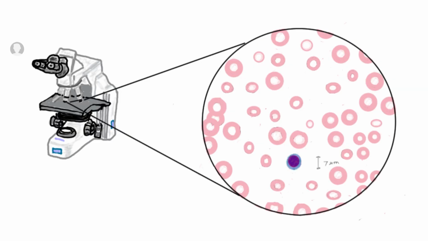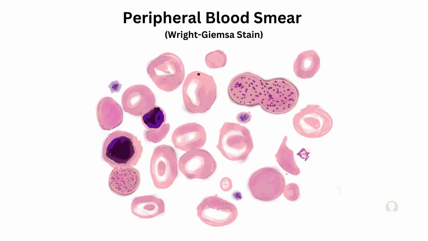Let's look at the Wright-Giemsa stain of a peripheral blood smear of a patient with severe beta thalassemia major. Under high magnification, note marked anisopoikilocytosis with many microcytes and macrocytes, many target cells, marked hypochromasia, polychromasia, nucleated red blood cells, basophilic stippling and Howell-Jolly bodies, and fragmented red blood cells.